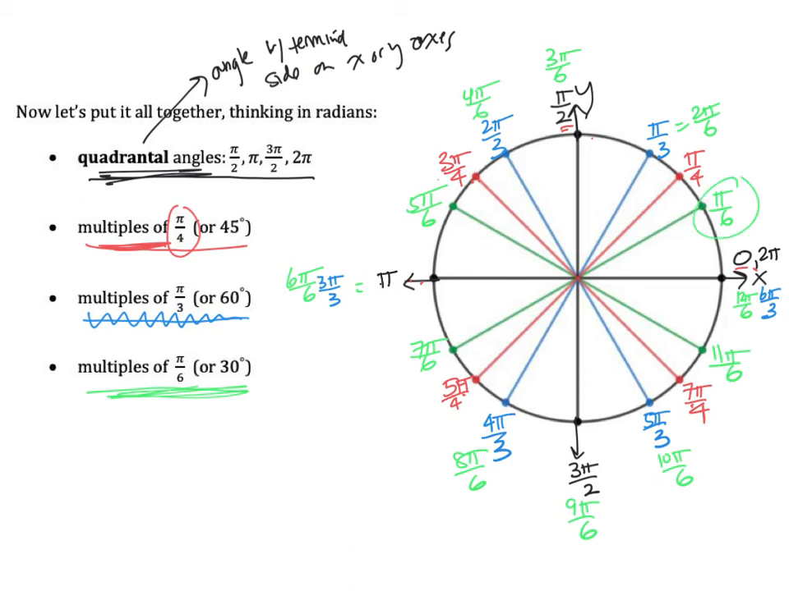So 1/6, 5/6, 7/6, 11/6. 1/6 is just beyond 0. 5/6 is 1/6 before pi. This is 1/6 beyond, so 6/6 plus 1 is 7/6, and then this is 1/6 before 2 pi, 12/6, which is 11 pi over 6.